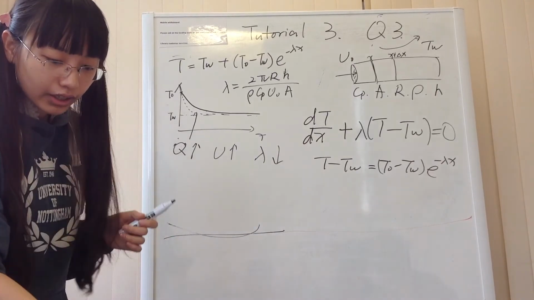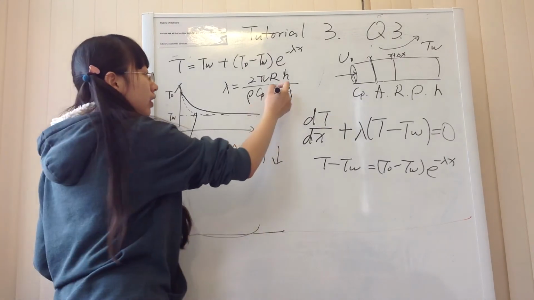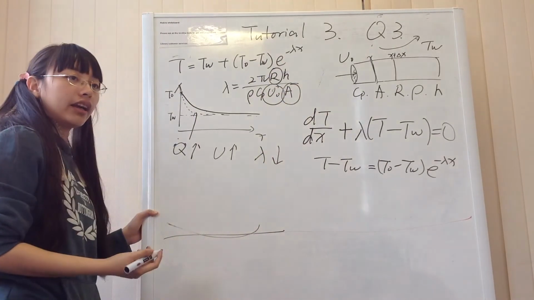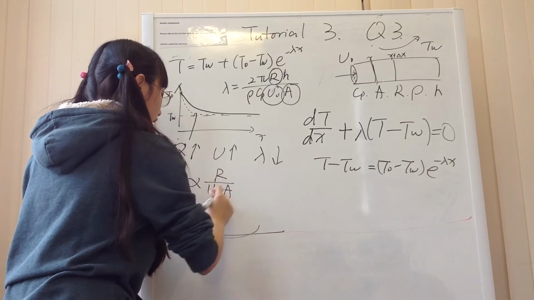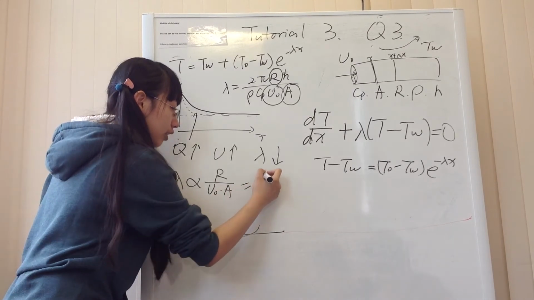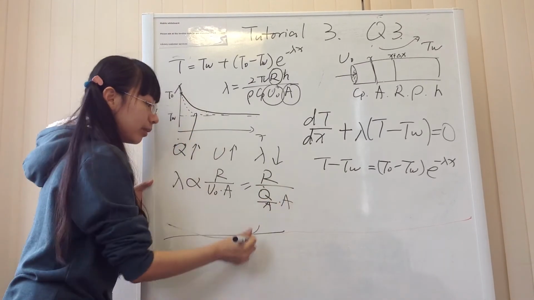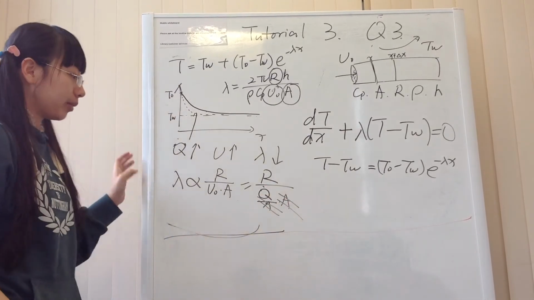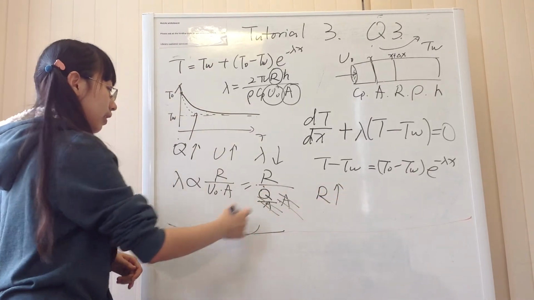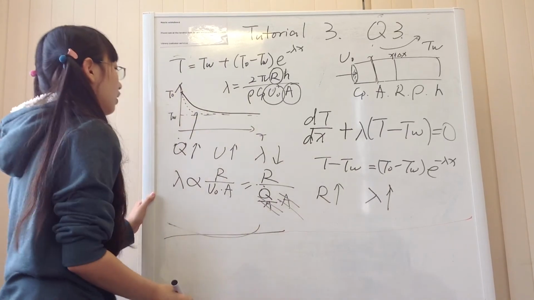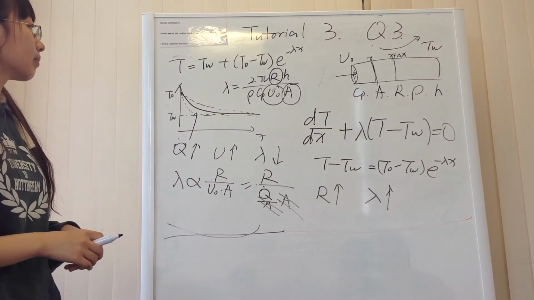The second question asks, what if you increase the diameter but keep the volumetric flow rate constant? The things related to diameter are U naught, A, and R. So lambda is proportional to R over U naught times A. And U naught is a function of volumetric flow rate, so it becomes R over (volumetric flow rate over A) times A. Basically A cancels out. Because the question said Q is constant but R is increased, if R increases while Q is constant, lambda will increase. So it will go this way.